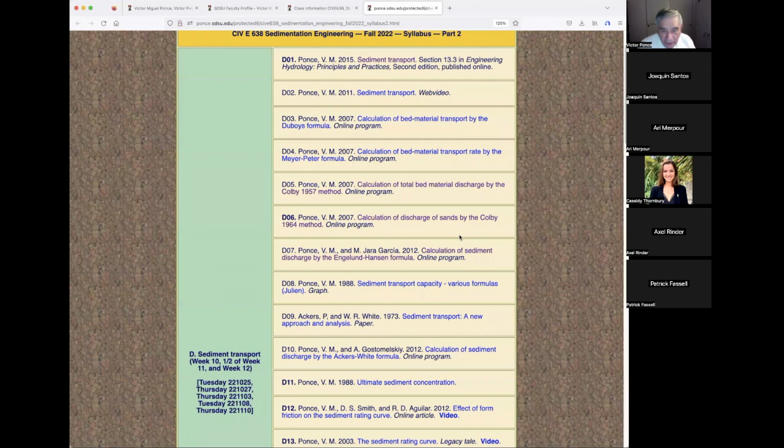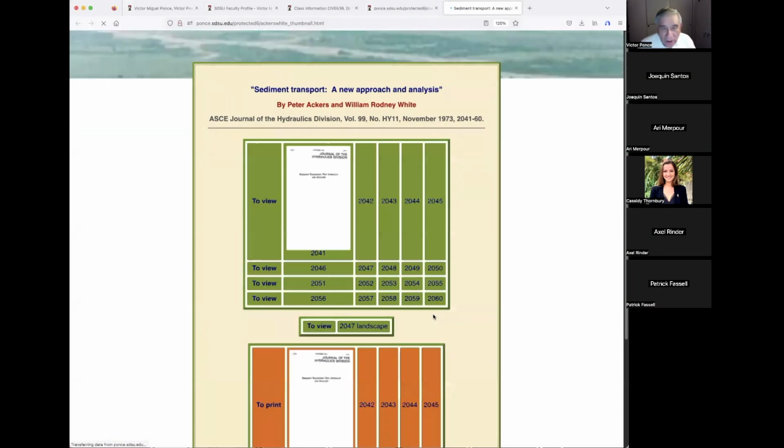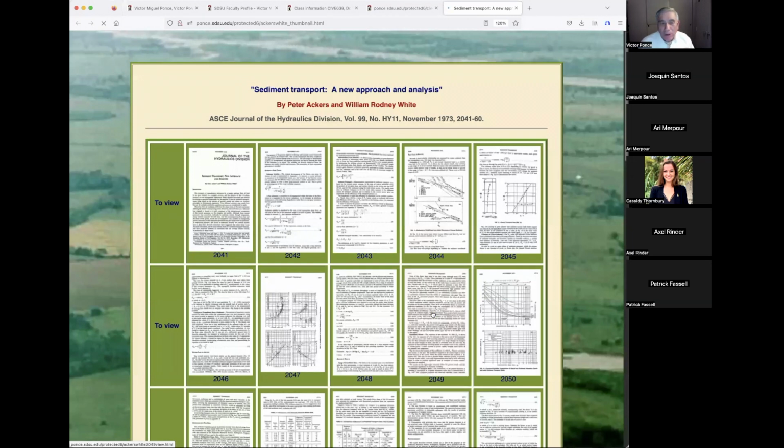Engelund-Hansen formula. I'm not going to go over it here because I've already been there. Next, sediment transport, a new approach and analysis. Ackers and White were working, I believe, with the Wallingford lab. Don't take me 100% on that one, but they're British, well-recognized people, who spend their lives doing this sort of thing. They were at the time very respected, 1973.